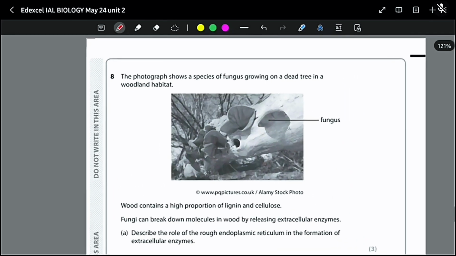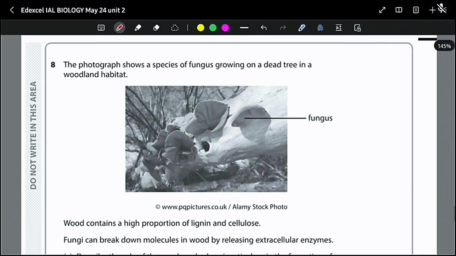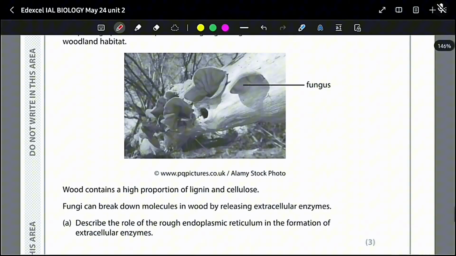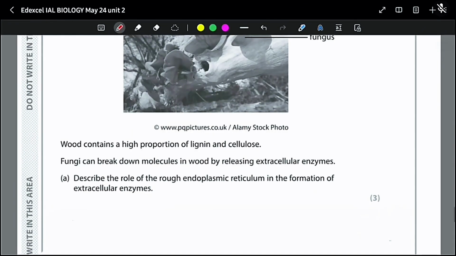Question 8. The photograph shows a species of fungus growing on a dead tree in a woodland habitat. We see a fungus growing on a dead tree. The wood contains a high proportion of lignin and cellulose. So fungi can break down molecules in wood by releasing extracellular enzymes. So A, describe the role of the rough endoplasmic reticulum in the formation of extracellular enzymes.